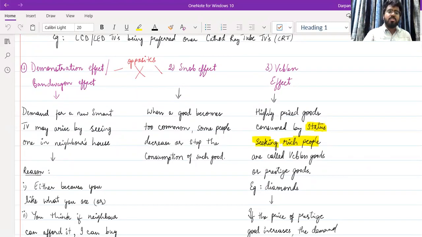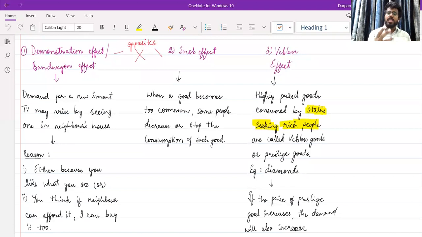First one is demonstration or bandwagon effect. What happens in this? In this, you start demanding a product only by seeing that somebody else also has it, right? Dekha dekhi karna, that somebody else has it, I also need it. This can have two reasons. One is you like what you see. That means you are liking the features of that opposite product, and that is why you're buying it. Second is you're thinking, oh, if that person can afford it, I can also buy it, right? If that person can afford it, I can also buy it. These can be the two reasons for bandwagon effect or demonstration effect, where you are buying things by seeing others.